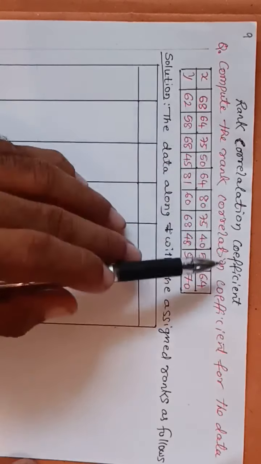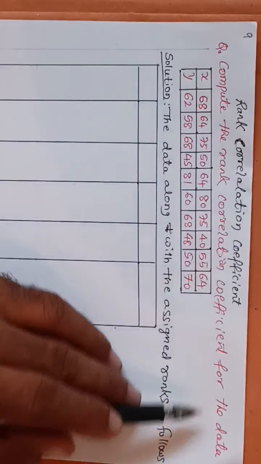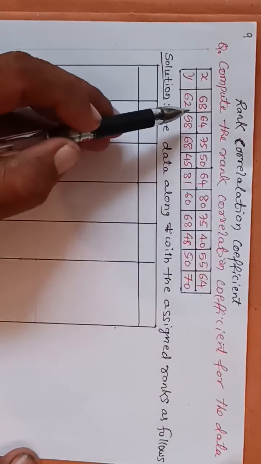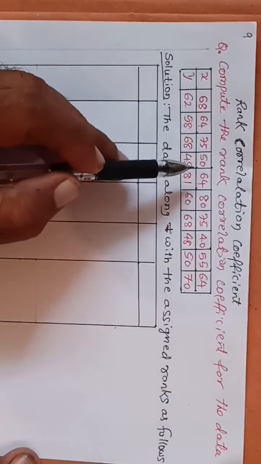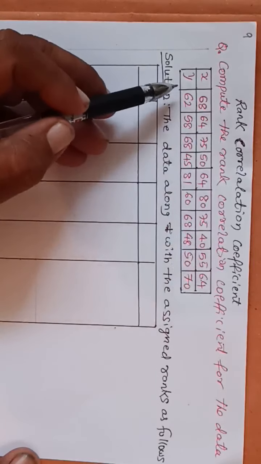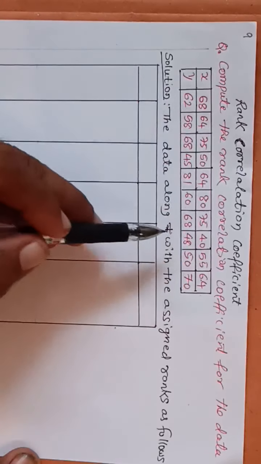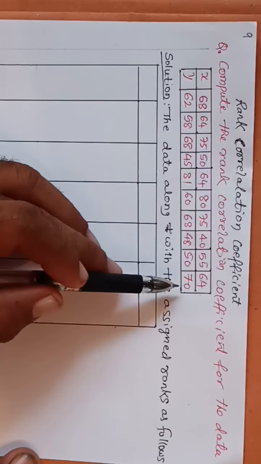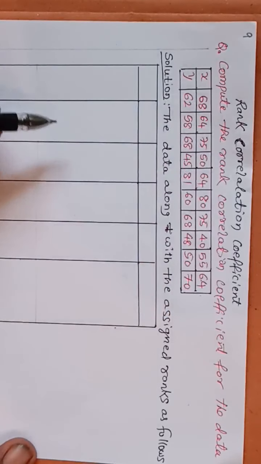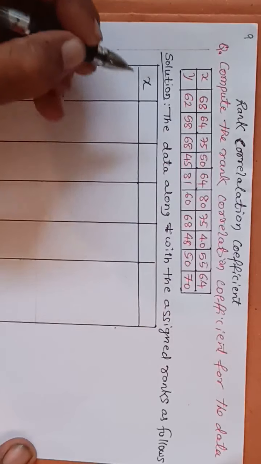For rank correlation coefficients, the question is: compute the rank correlation coefficient for the following data. For X, the magnitudes are 68, 64, 75, 50, 64, 80, 75, 40, 55, 64, and for Y: 62, 58, 68, 45, 81, 60, 68, 48, 50, 70. So we have to distribute rank. Before that, start by writing down the given data.